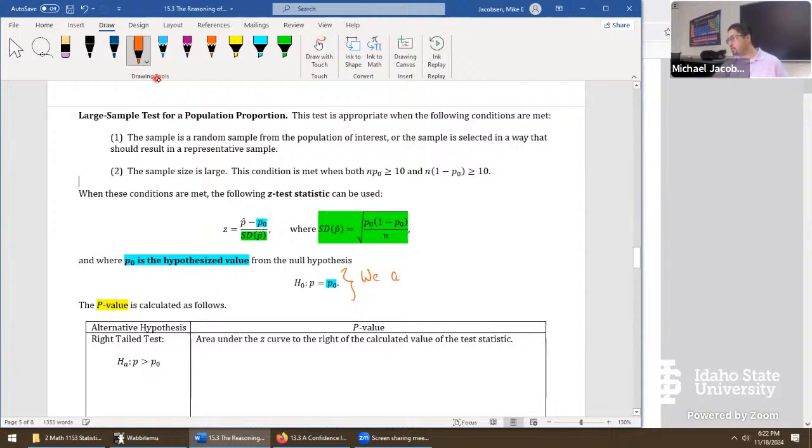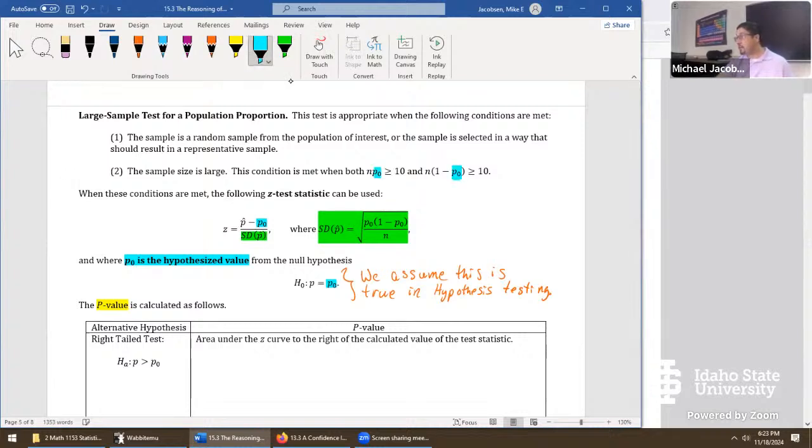We assume this is true in hypothesis testing. So if that's the actual truth about the population, we have a lot of extra tools at our disposal out of nowhere. We go n times p naught, and p naught came from here, the hypothesized value. Oh, I lost my red dot. There we go. It comes from right here. So that p naught value is everywhere. It's in fact here and here as well in the standard deviation.